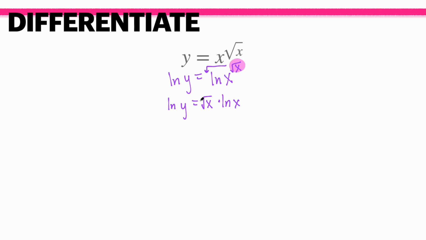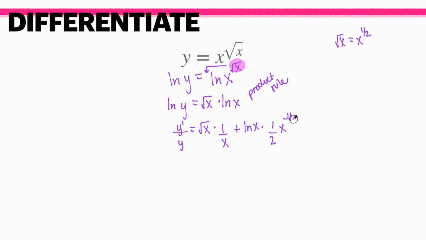So now this right here is just going to be the product rule. Natural log of y is y prime over y. And then we'll do the first times the derivative of the second: the square root of x times the derivative of natural log, which is 1 over x, plus the natural log of x times the derivative of the square root of x. Don't forget, the square root of x is x to the 1/2. So it is going to be 1/2 times x raised to the negative 1/2.